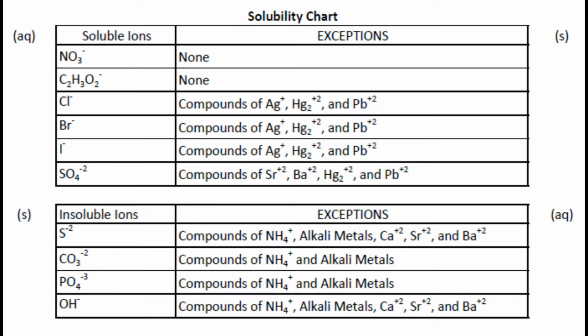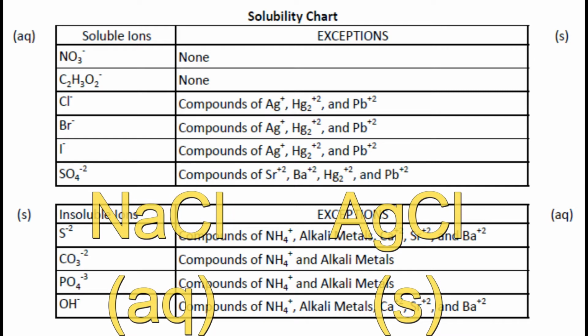But if I said AgCl, this one would get an AQ. That one, what's it going to get? An S. Why? Because that's an exception. If I said Hg2Cl2, if I said PbCl, or PbCl2, they all would get an S.